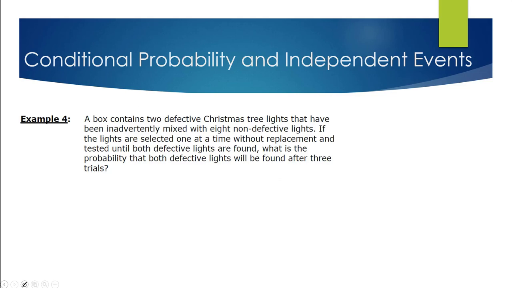A box contains 2 defective Christmas tree lights that have been inadvertently mixed with 8 non-defective lights. If the lights are selected one at a time without replacement and tested until both defective lights are found, what is the probability that both defective lights will be found after 3 trials?